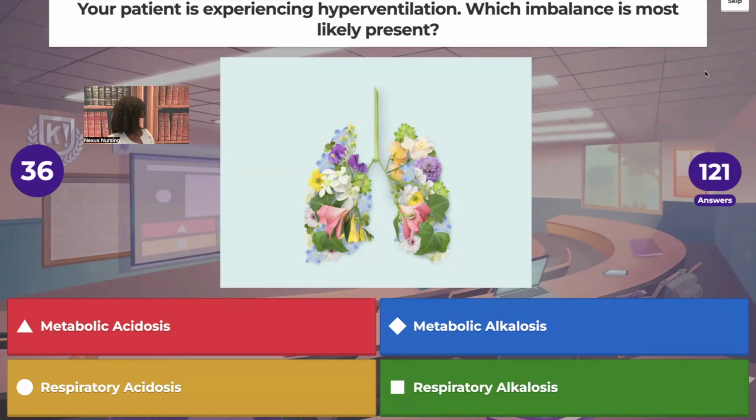You guys are doing great on the live. Very good. This is not a select all that applies.